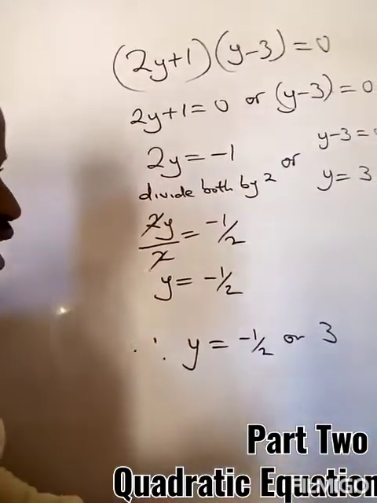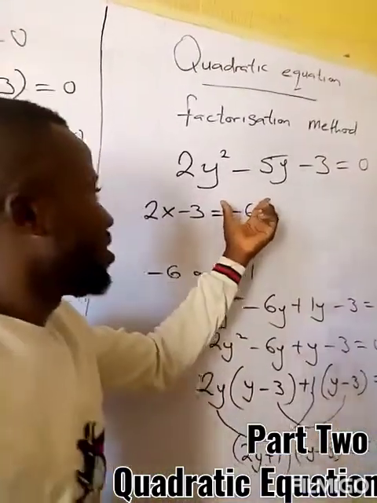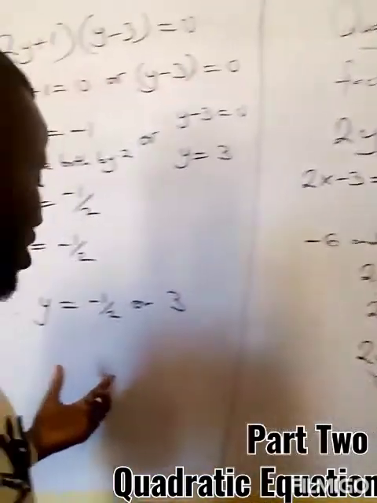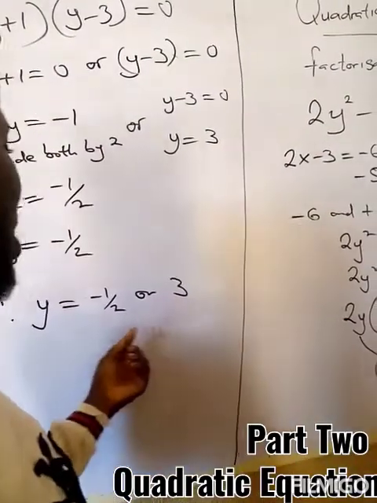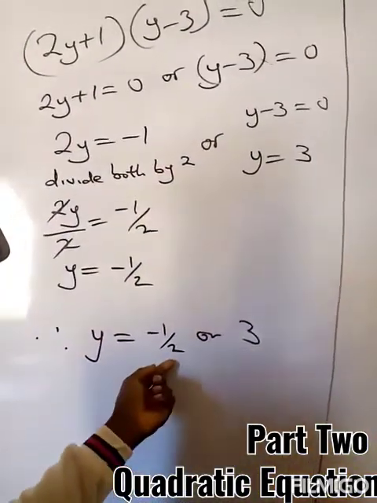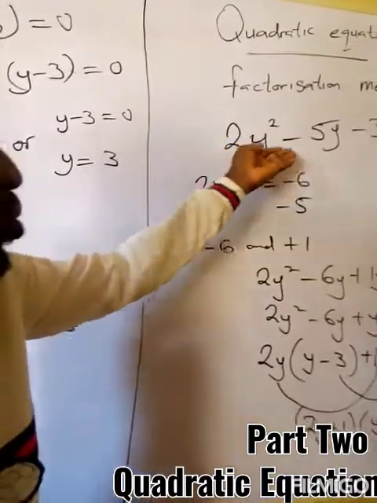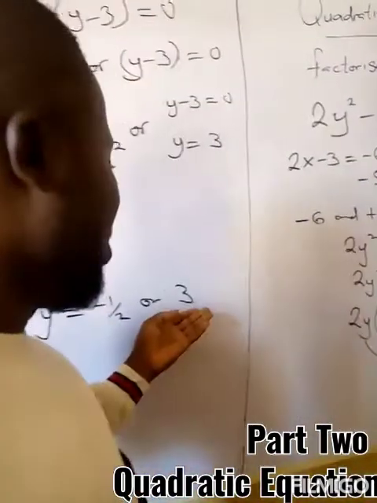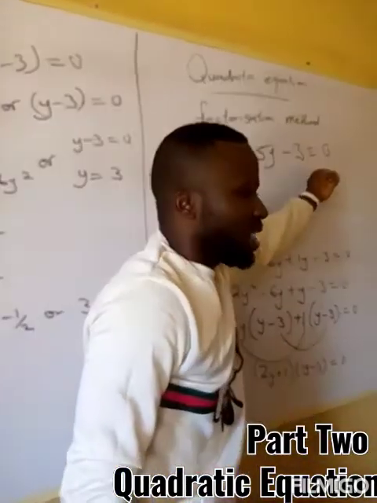That means the roots of this equation, from this equation we are looking for y, and from the answer we've gotten, our y equals minus half or 3. That means minus half or 3 satisfy this equation. If we insert minus half into this equation, we get 0. Or if you insert 3 into the equation, we also get 0.